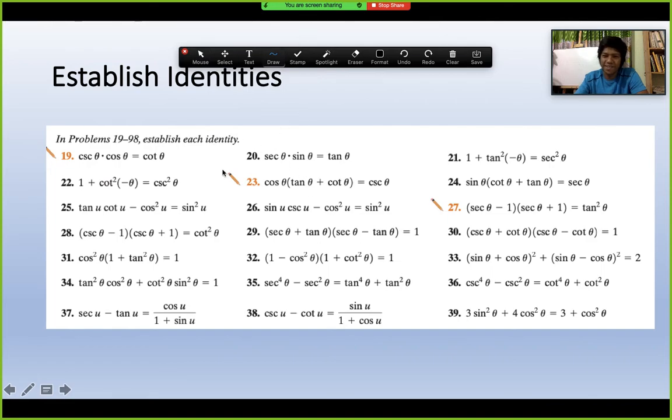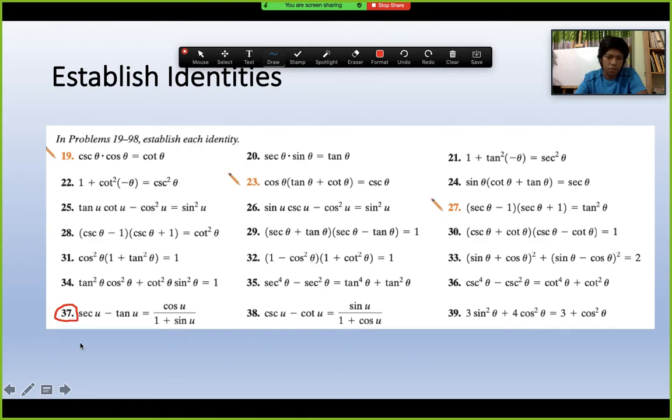We are actually just increasing the number of maths here. In the book, they gave a lot of maths here to practice, so all are good. What can I do here? Let's do this math. Number 37: sec u minus tan u equals cos u divided by 1 plus sin u.